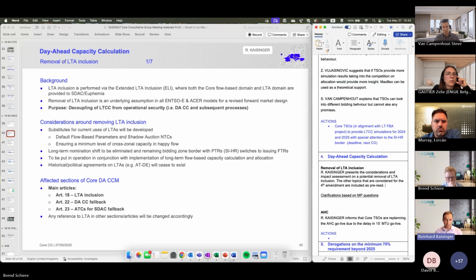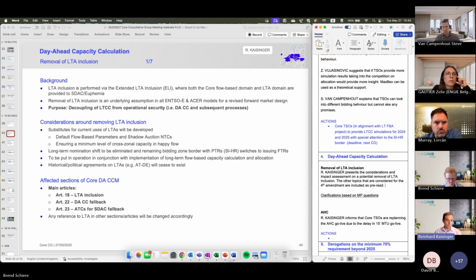Together with PTRs, we have the long-term nomination shift, which is currently performed in the final computation stage of the core day-ahead capacity calculation process. This is expected to be eliminated and goes together with the assumption that the bidding zone border Slovenia and Croatia also switches to FBRs. The turning off of LTA inclusion would be put in operation in conjunction with the go-live of long-term flow-based capacity allocation at the end of next year. And also, as in the case of LTCC, historical political agreements in terms of LTAs and their size, volume would cease to exist.